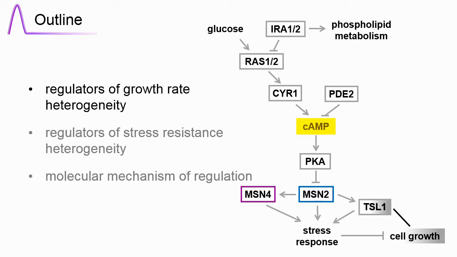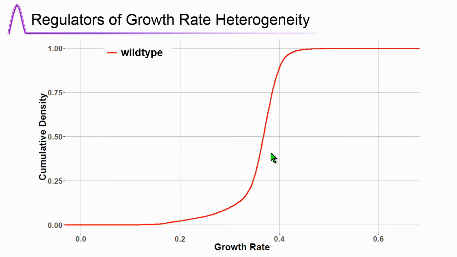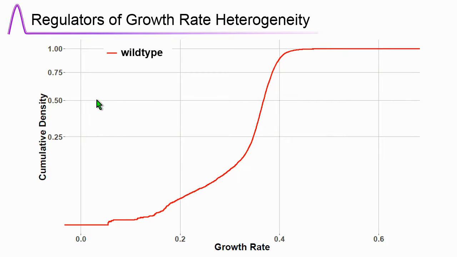Let's begin with the growth rate heterogeneity first. And I'm going to test firstly with MSN2 and MSN4 here. So here comes again the cumulative density curve. For a better visual effect, I'm going to transform the y-axis to a square root scale so that we can zoom in properly on the tail part and show you more details. And here, the red line I'm showing you is the wild type data. Basically, that's haploid A F54 strain.